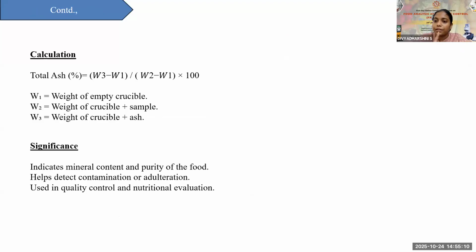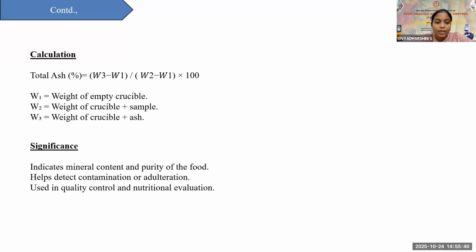So we can see if it is adulterated, or if the raw material is impure, by the color of the ash. Also we can see whether it has more carbon material or non-carbonized material. It is also used in detecting contamination as well as adulteration of many protein powders, and other powders used for culinary applications, and in quality control and nutritional evaluation.